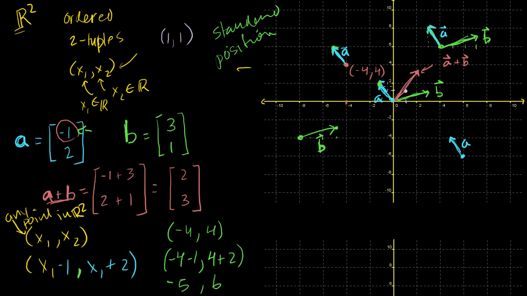So you go 3 to the right. So you go 1, 2, 3, and then you go up 1. So vector B could also be drawn just like that.